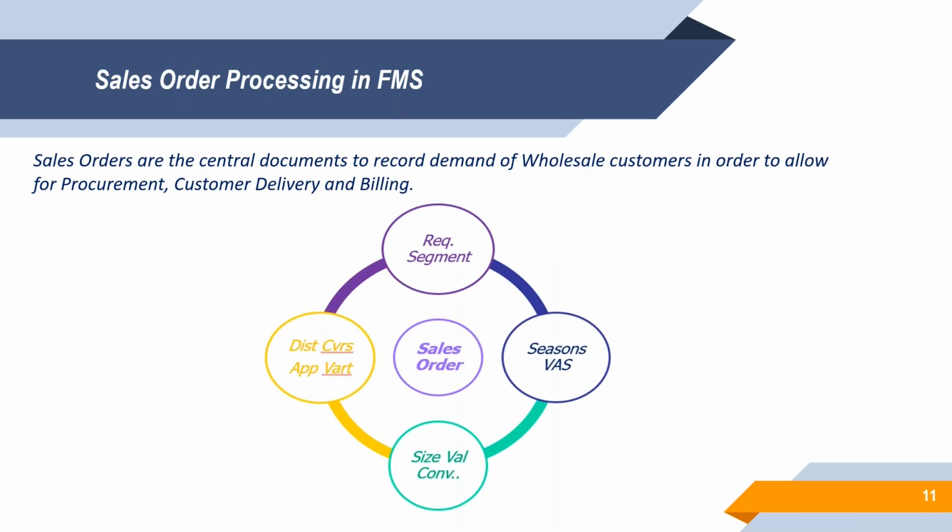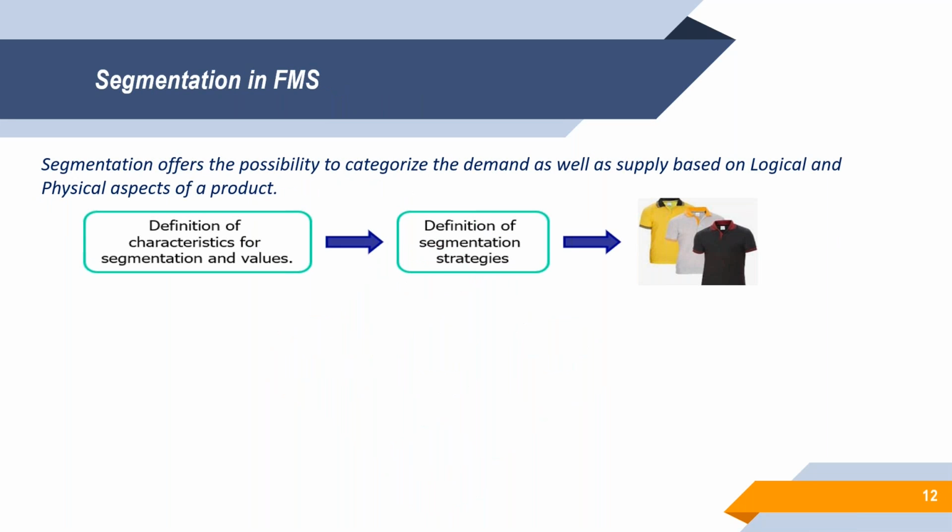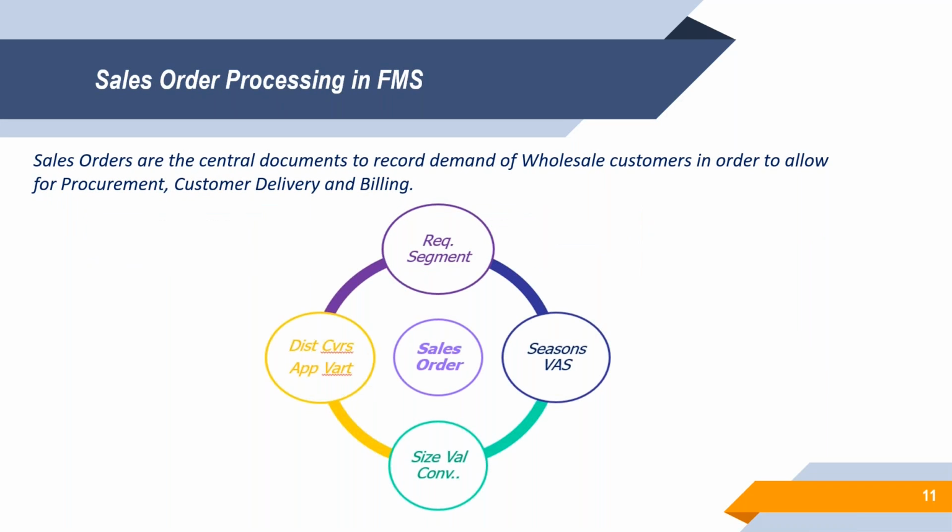If we take the example of the sales order, how does FMS processing happen at the sales order level? The sales order has the requirement segment, seasons, size value conversions, distribution curves, and application variants, all these functionalities. Basically, the standard VA01 screen has been enhanced to cater to the requirements of these functionalities. That's what I'm trying to say here.